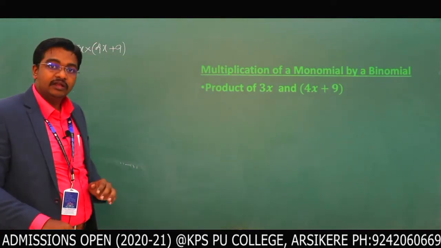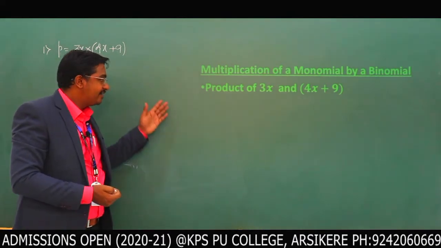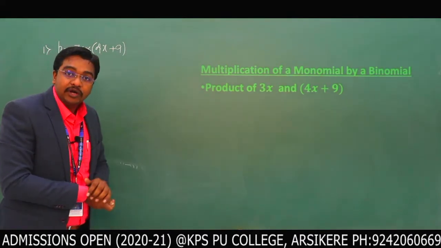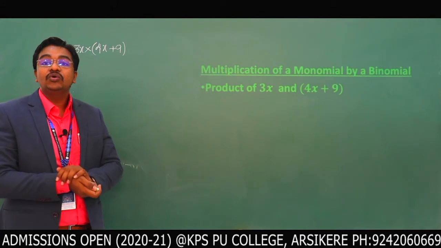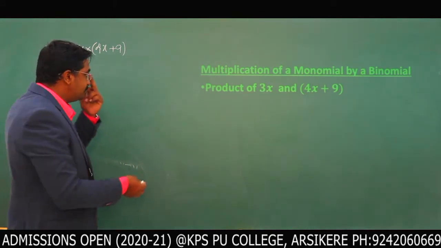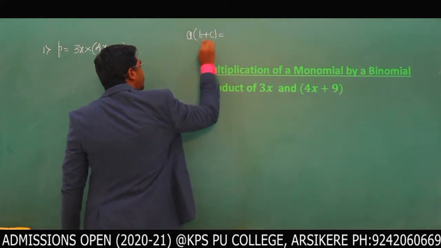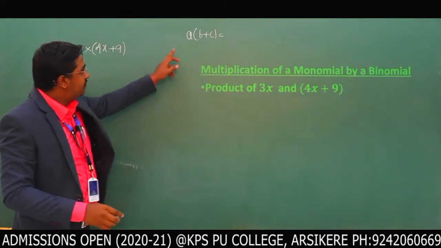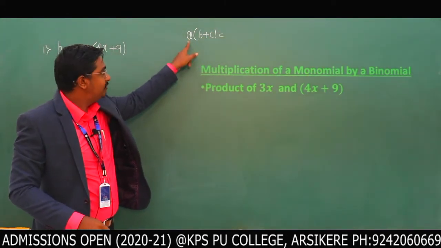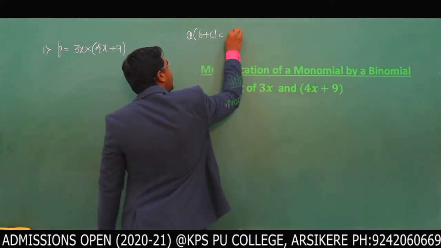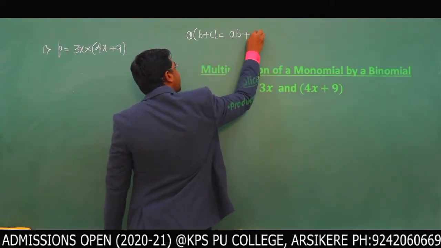Then how to simplify here? So just observe the distributive property. When I get a into b plus c, how do you simplify? Very simple. The first term is b, so multiply with a. So first that becomes a into b plus a into c.